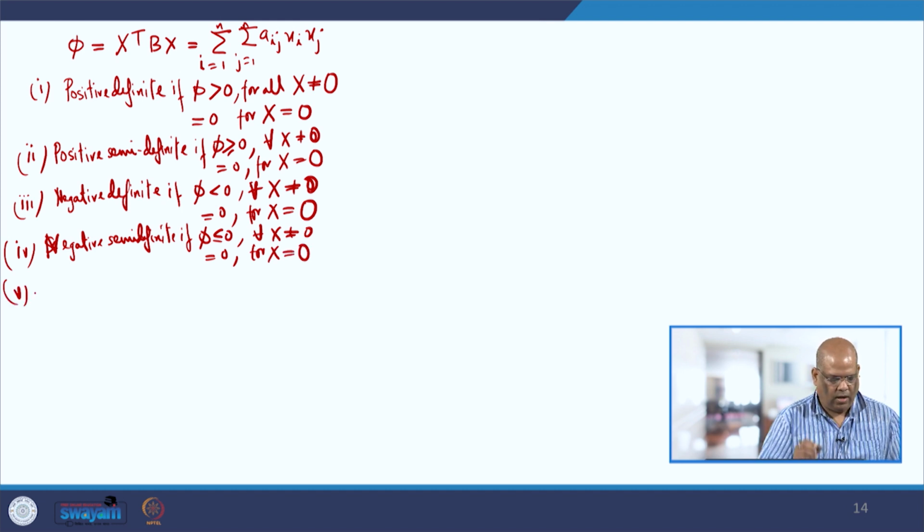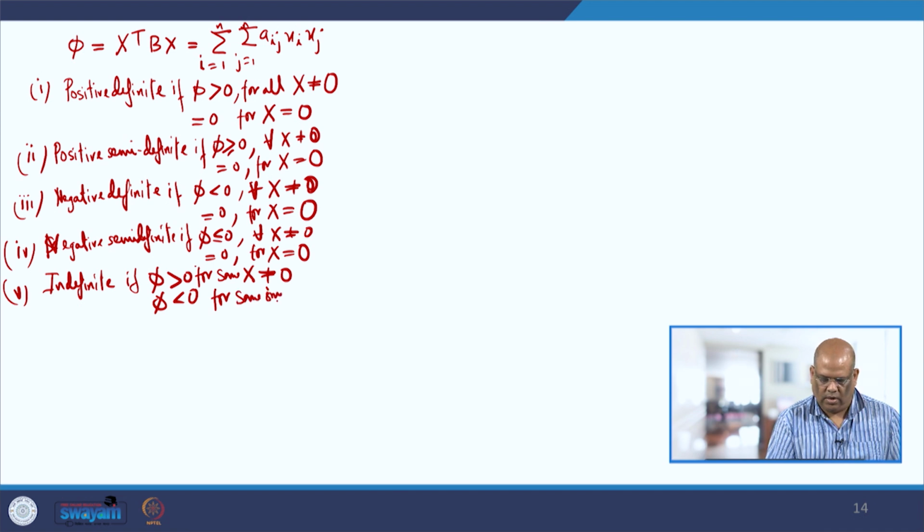And finally, this quadratic form is called indefinite if phi is greater than 0 for some x not equal to 0, and phi is less than 0 for some x not equal to 0.